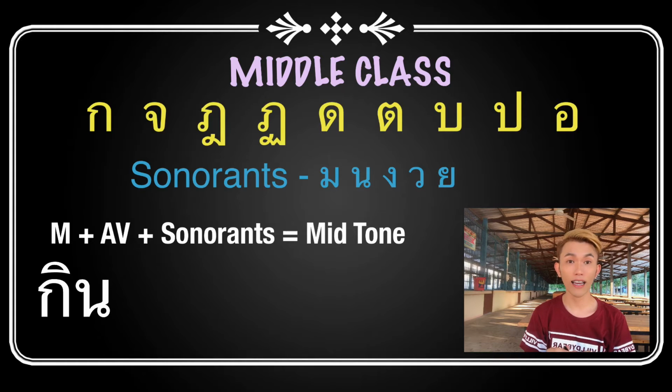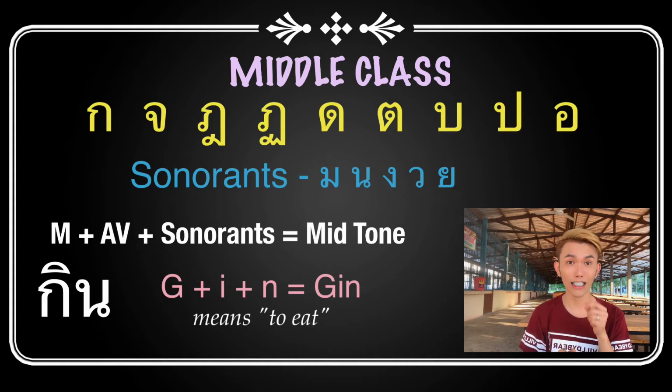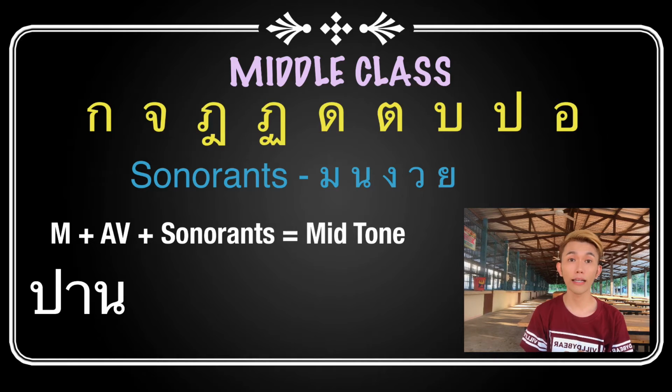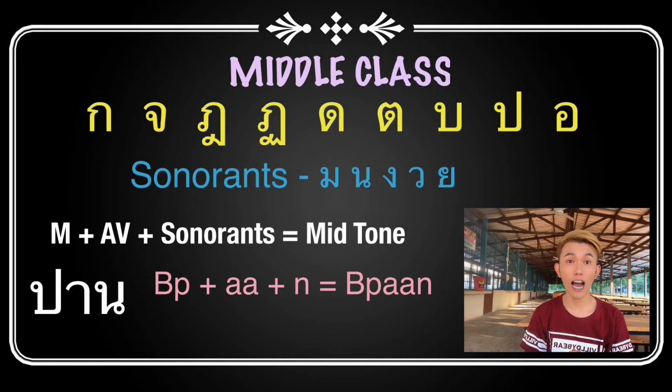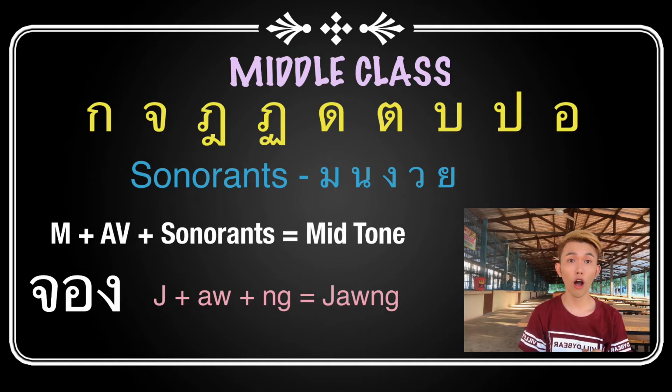I will give you an example. Gokai, sarai, and nonu. Gokai is the letter G plus short i plus nonu, the letter N. This is kin, which means to eat. The next example is pan: bopla, sara-a, nonu, pan, mid tone. The last example is jajan, oang, ngongu: jong.